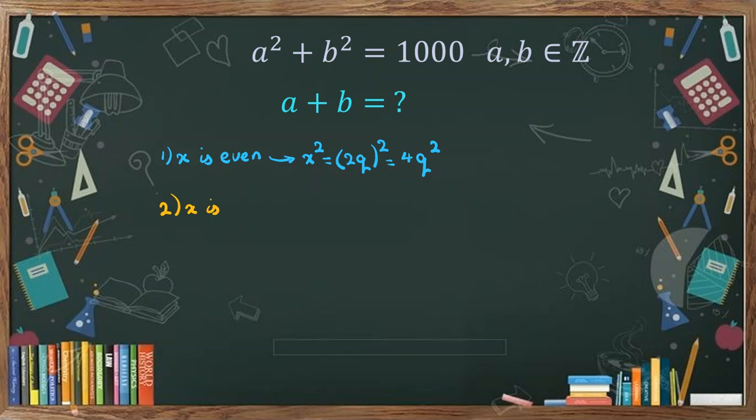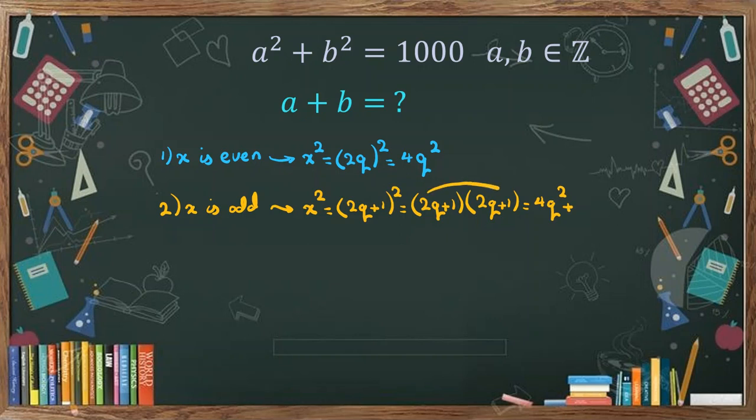Second case, x is odd. So x squared will be what? Because x is odd, you can write it as 2q plus 1 squared. If you don't know the formula, it doesn't matter. You can write it as 2q plus 1 times 2q plus 1. So 2q times 2q is 4q squared, plus 2q times 1 and 2q times 1, 2q plus 2q, which is 4q, and 1 times 1 is 1. So in the first case, the remainder was 0 when divided by 4, and in this case, the remainder is 1.